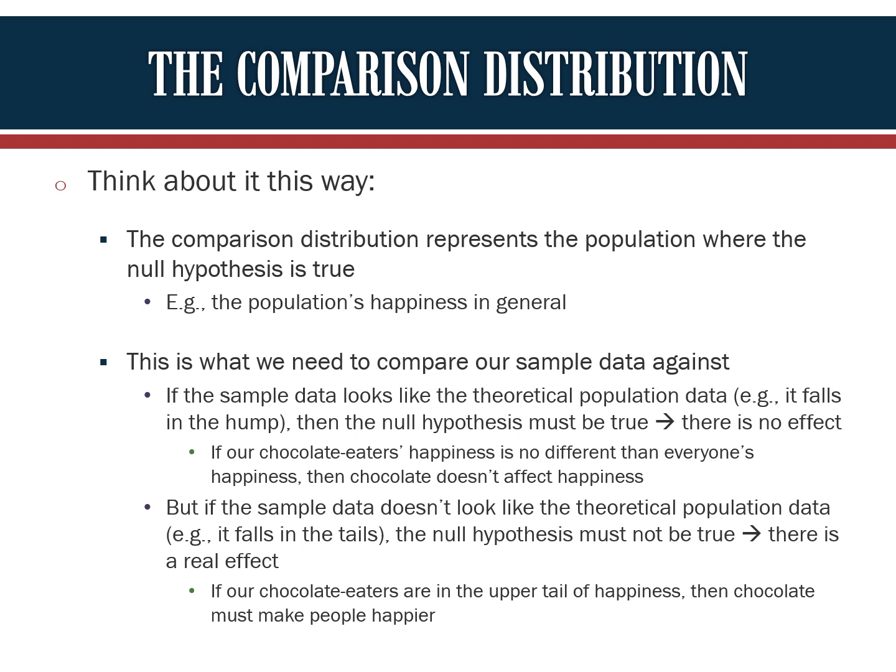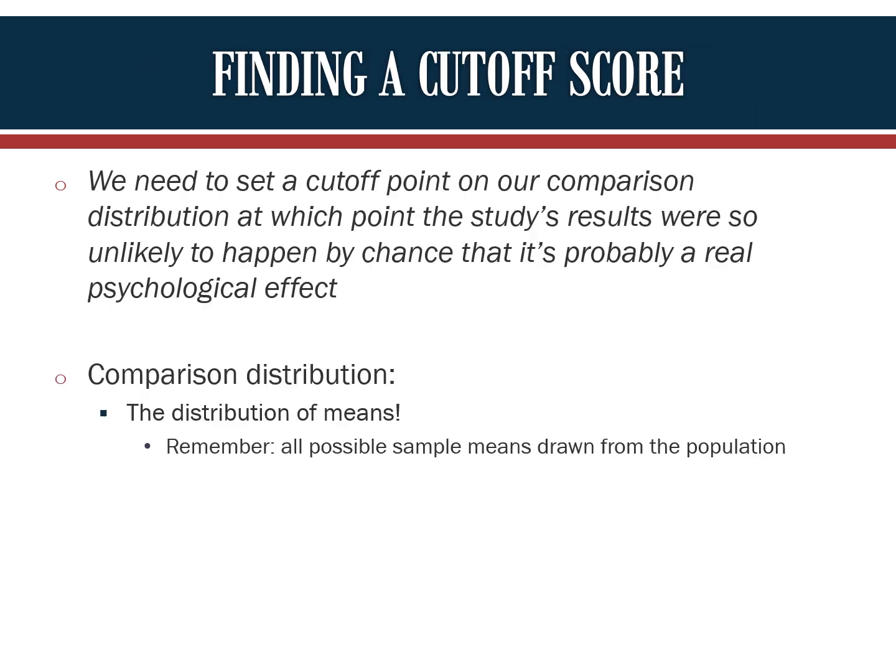Now, I know that logic is a little bit confusing, so if you're like, what, I don't really get that, that's okay. If that doesn't help you to think about it like this, then don't think about it like this. But if it helps you to think about it as the comparison distribution being what happens if the null is true, it's what we would expect to see if the null is true, then in that case, use that to help you think about it.